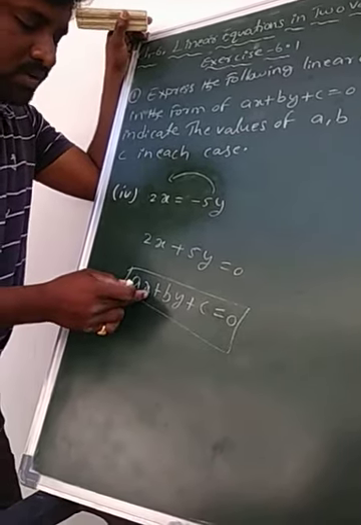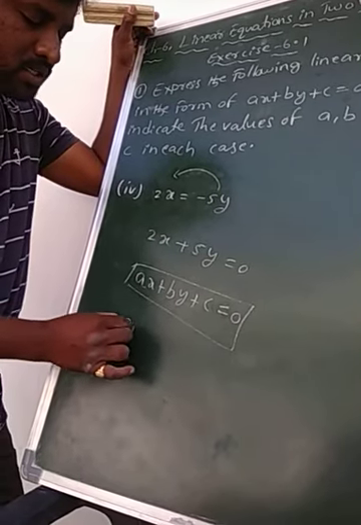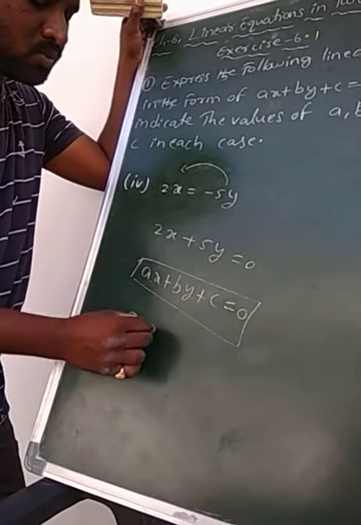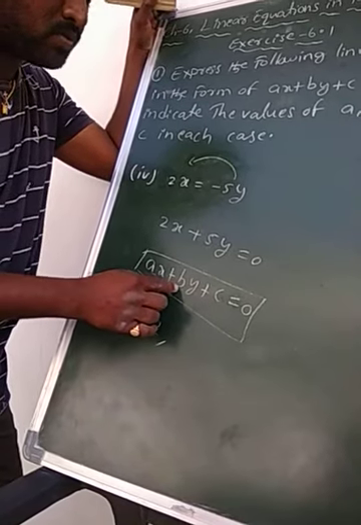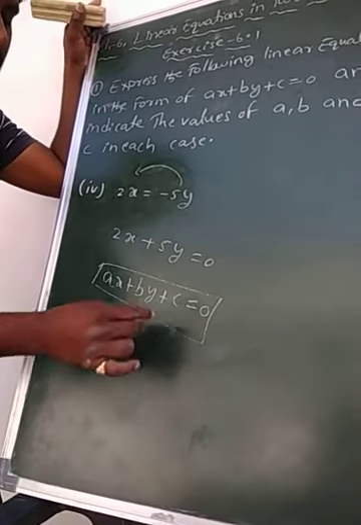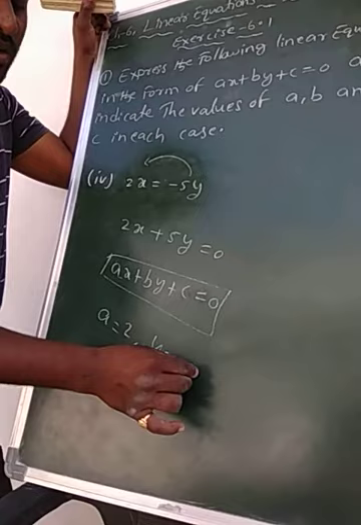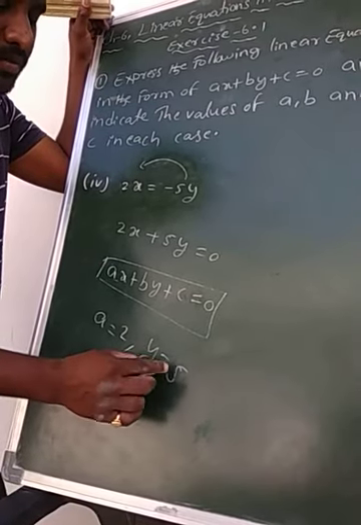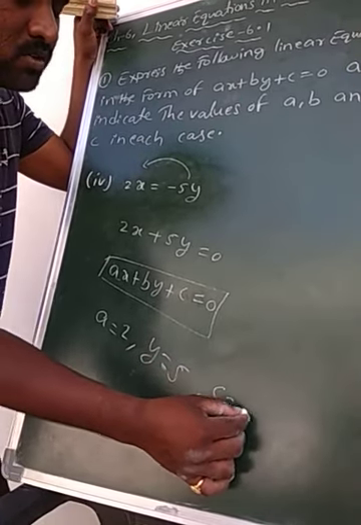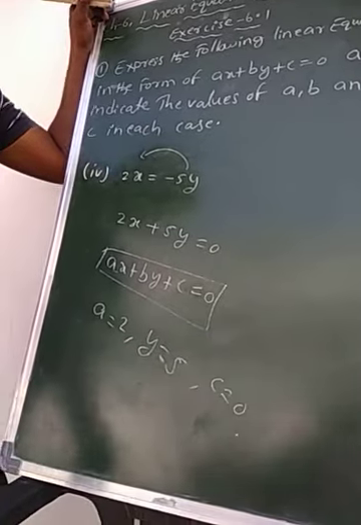The coefficient of x is a. Here a is equal to what? The x coefficient is 2. The coefficient of y is b. The y coefficient is 5. But c is not there here. That's why we can take c is equal to 0.